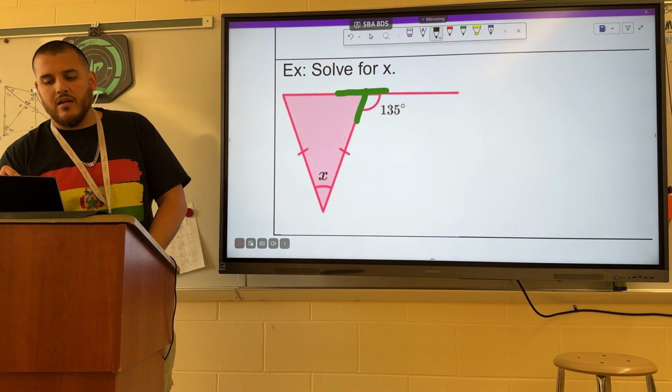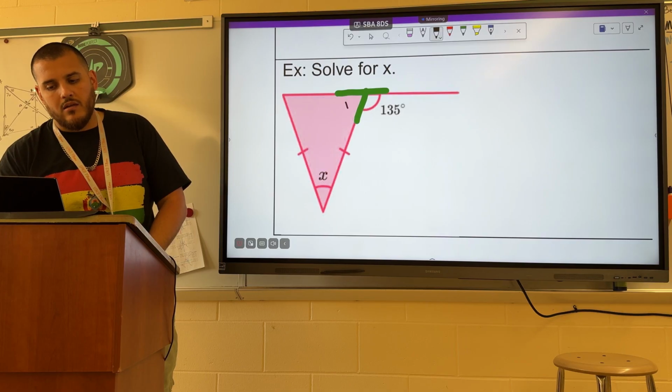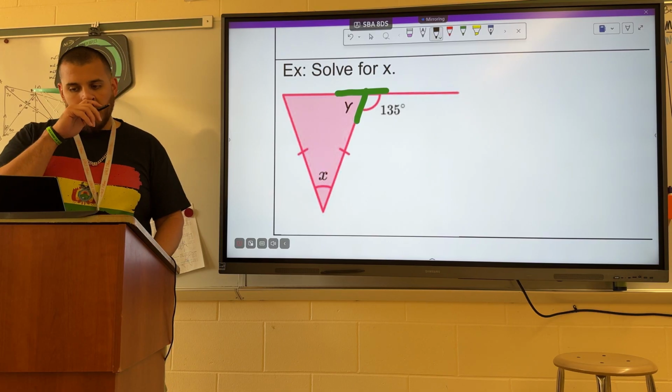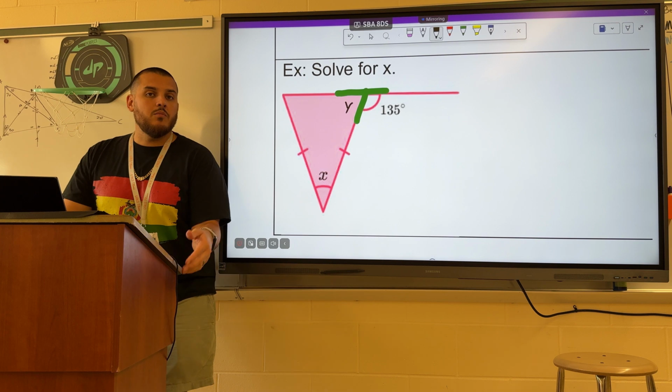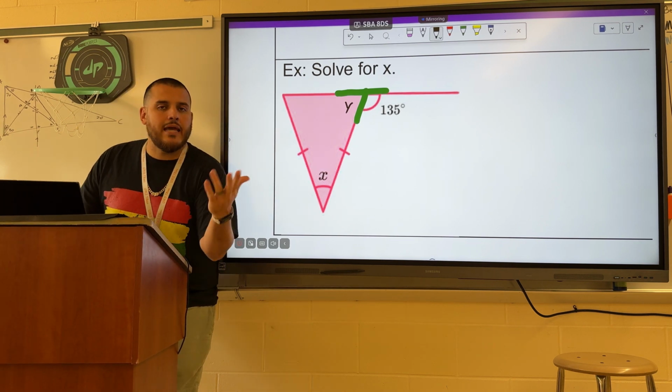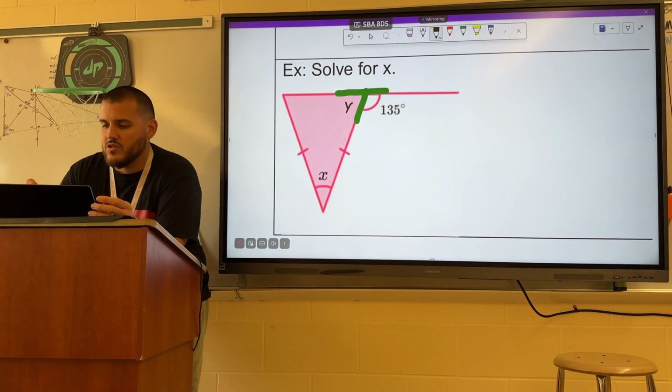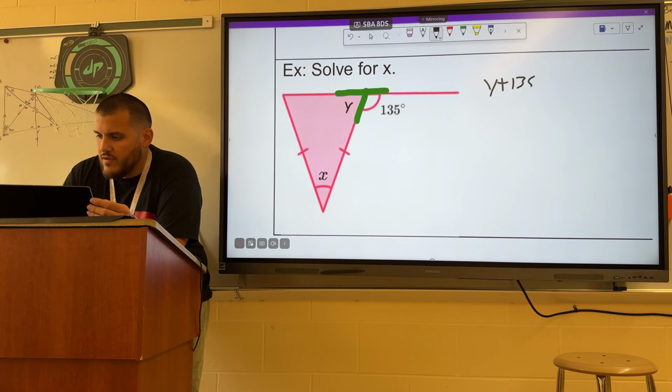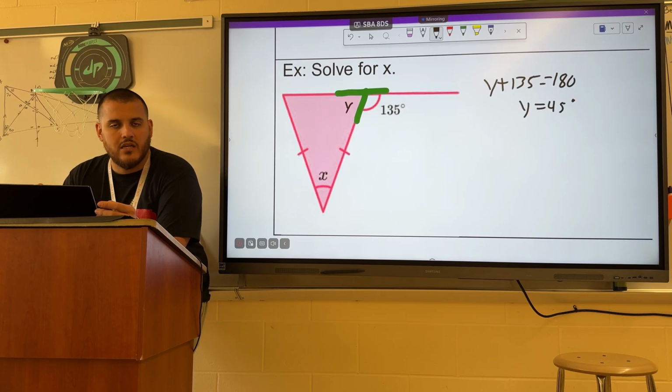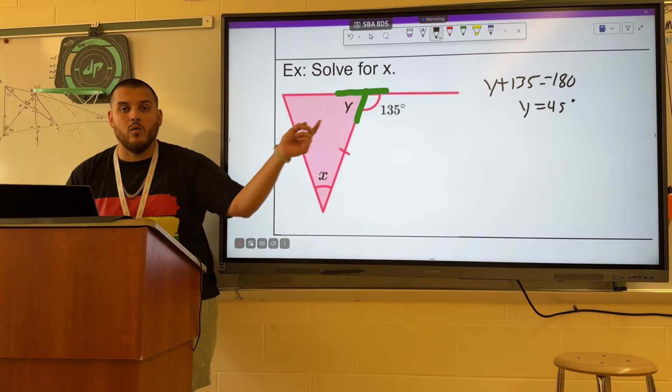So what I'm gonna do here is put a y where that angle is, just for the moment so that we can solve for it. Linear pairs are on lines. They have to add up to 180 degrees, like we have on those straight lines. So y plus 135 has to equal 180. And if I subtract that 135 from both sides, I get 45 degrees for that angle, for the y.